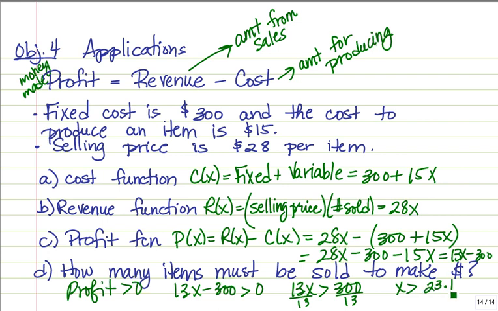Well, since we don't make a partial item, that would mean that we need to produce 24 items to make a profit, right? How many items must be sold to make some money? So 24 or more would allow us to make a profit. So that would mean if we sell less than 24, what are we doing? Yeah, we're losing money. In other words, the cost to produce those items is exceeding the money that we bring in for those items.